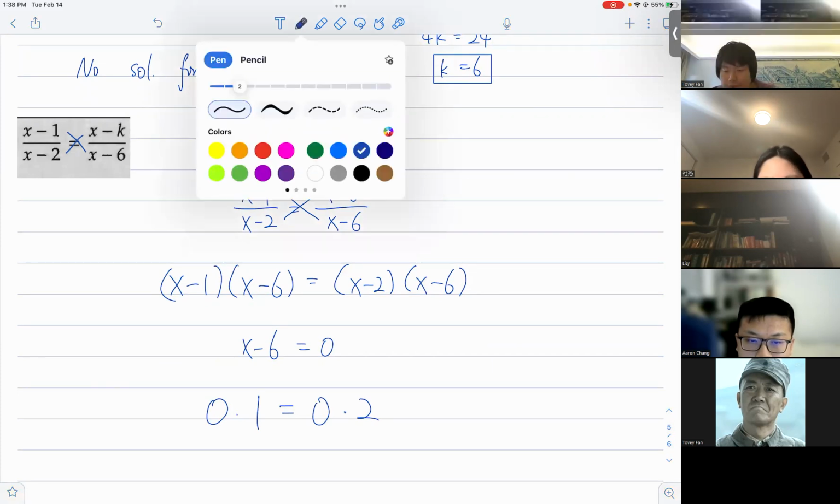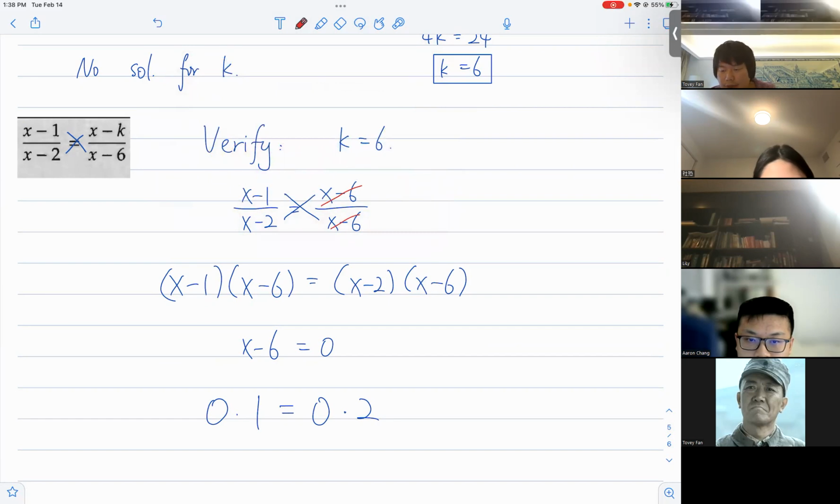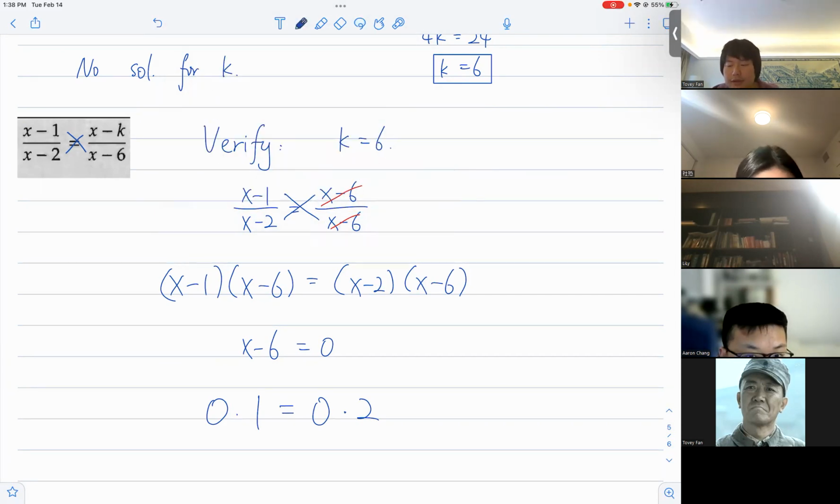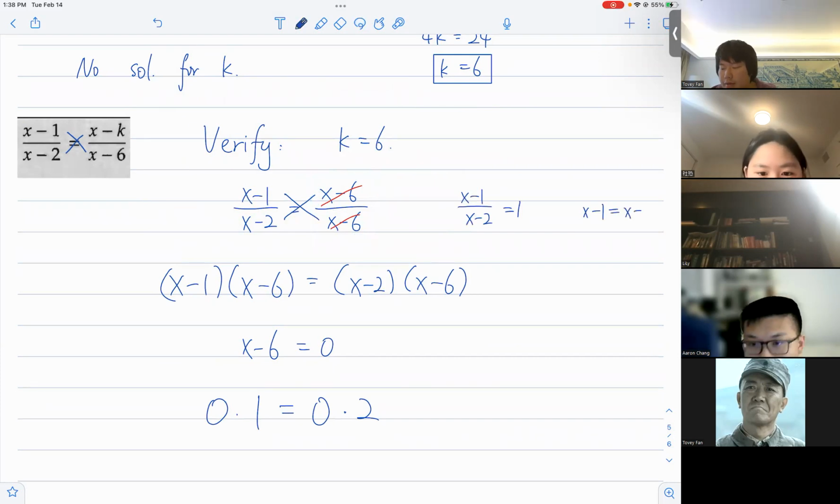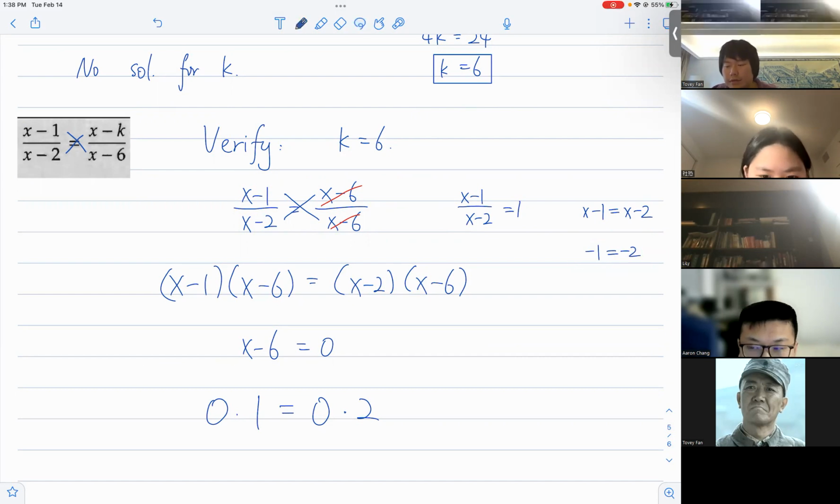Or if you want, you can cancel it out. But cancel it out is not mathematically correct. Because when you cancel out a fraction, you have to make sure the denominator is not 0. In this case, the denominator is actually 0, so you cannot cancel it out. But even if you cancel it out, you can still get this. Because if you cancel it out, you get x minus 1 over x minus 2 equals 1. You times by x minus 2, you will see that you get negative 1 equals negative 2. Again, there's no solution for this because they don't actually equal. So x minus 1 couldn't be equal to x minus 2.